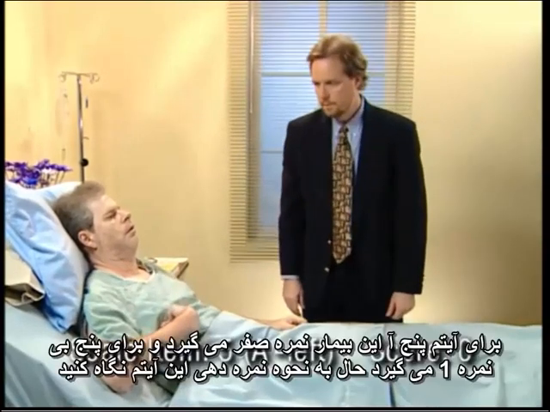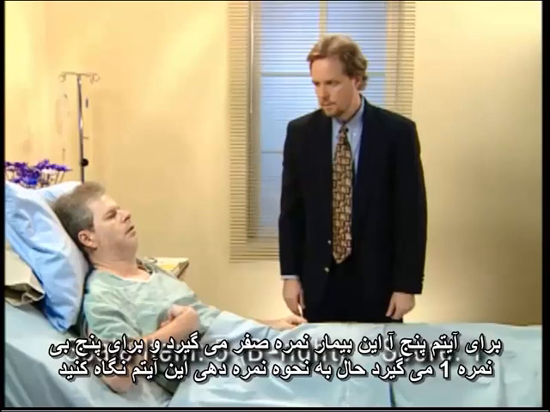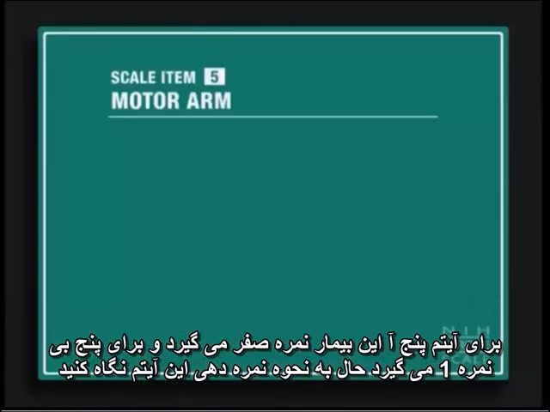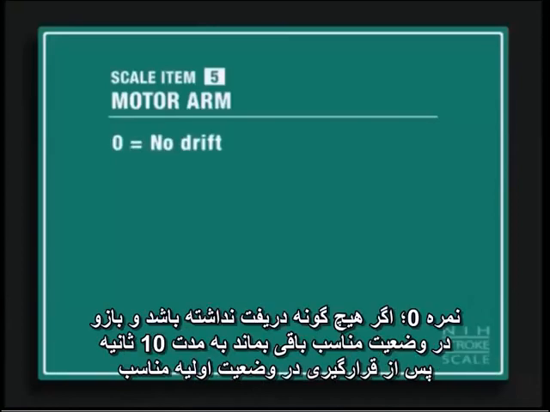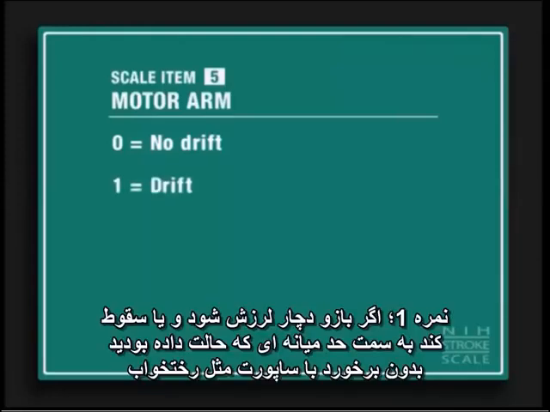Okay. For scale item 5A, this patient scored a 0. For scale item 5B, the patient scored a 1. Let's look at how this scale item is scored. Score a 0 if there is no drift and the arm remains in position for a full 10 seconds after any initial dip. Score a 1 if the arm jerks or drifts down to an intermediate position without encountering support, such as a bed, before a full 10 seconds.